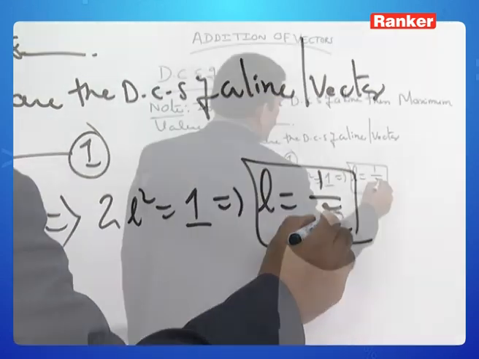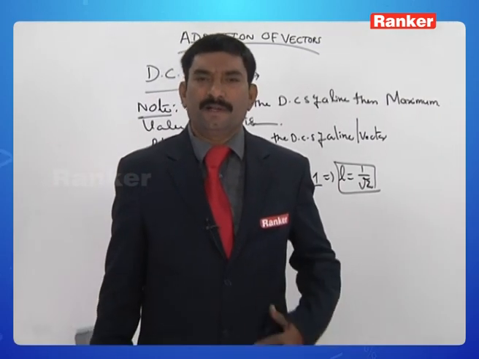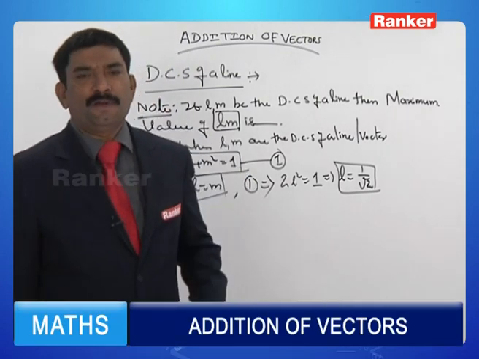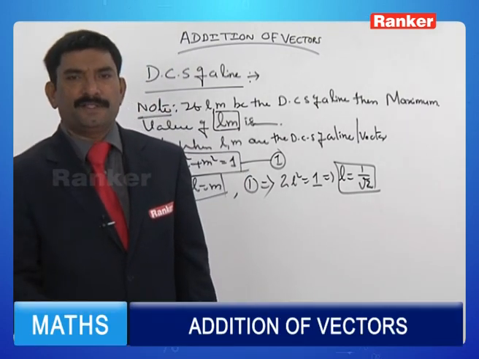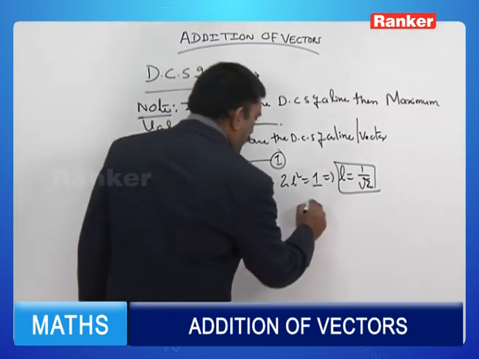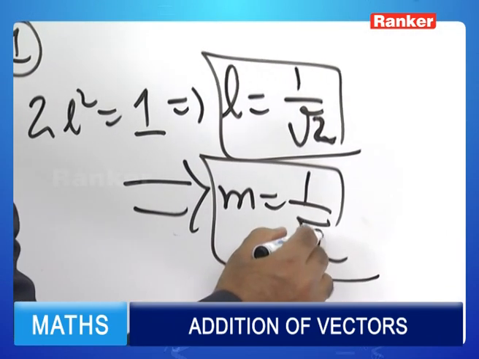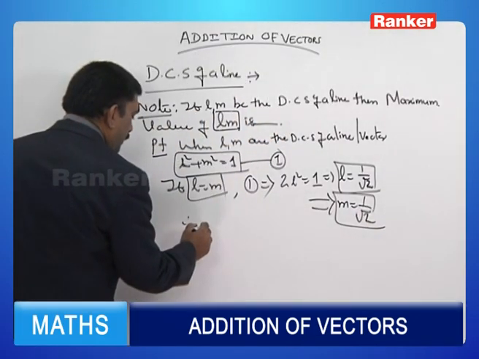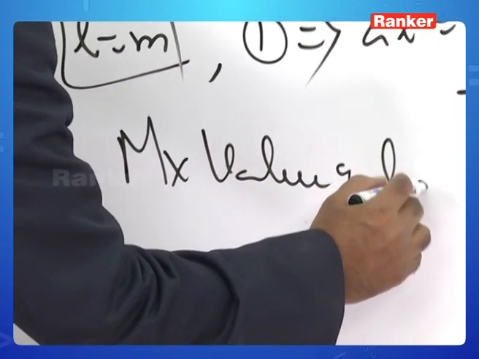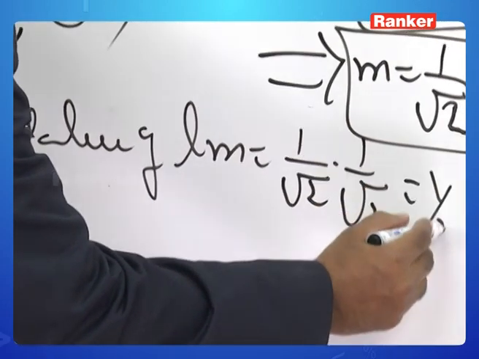Since we are measuring in the positive direction, I am taking only 1 by root 2, instead of minus 1 by root 2. When L is equal to 1 by root 2, when L is equal to M, it is quite obvious I can also write M is also 1 by root 2. Therefore, now the maximum value of LM is 1 by root 2 into 1 by root 2 is equal to 1 by 2.